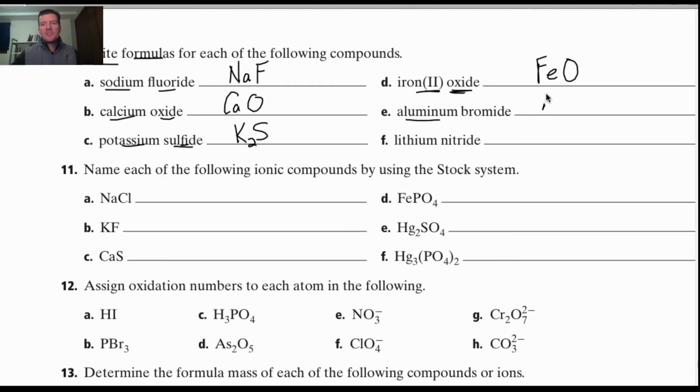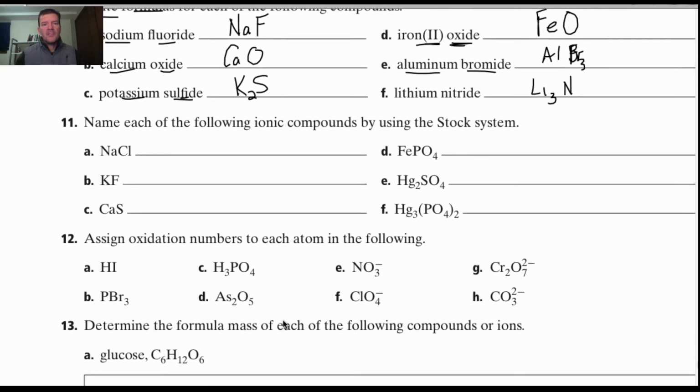Aluminum is a +3. Bromide is a -1. So I'm going to need 3 bromide, Br, 3 Brs to match the 1 aluminum. Okay? Lithium is a +1. Nitrogen is a -3. So I'm going to need 3 lithiums to counteract the 1 nitride ion. Okay? Now this time we're going to use the stock system because we might have multiple.